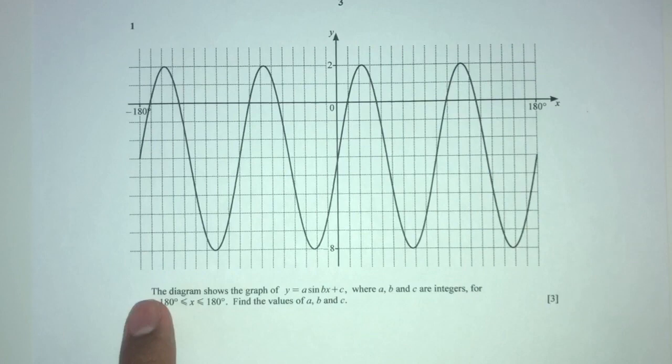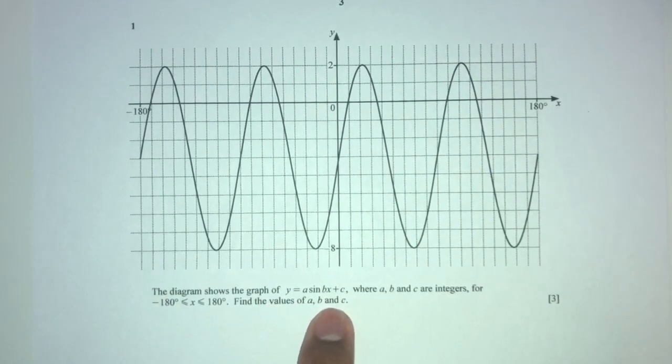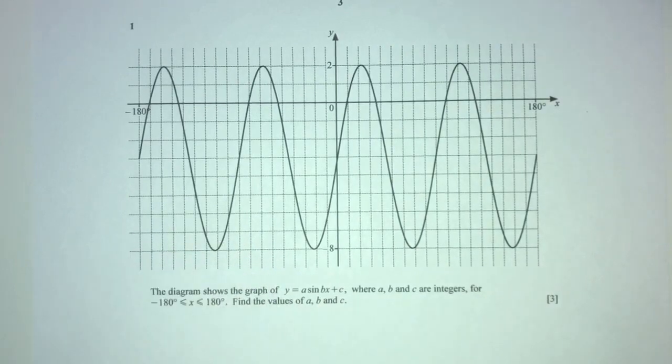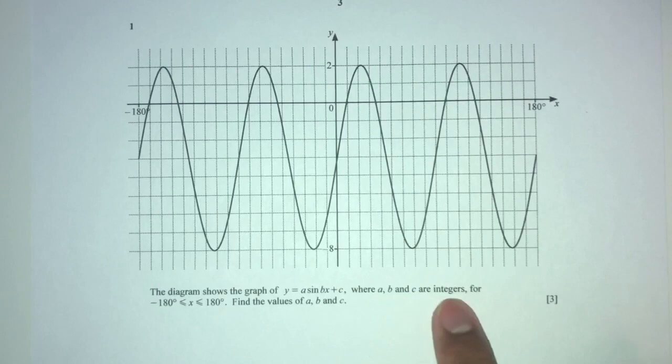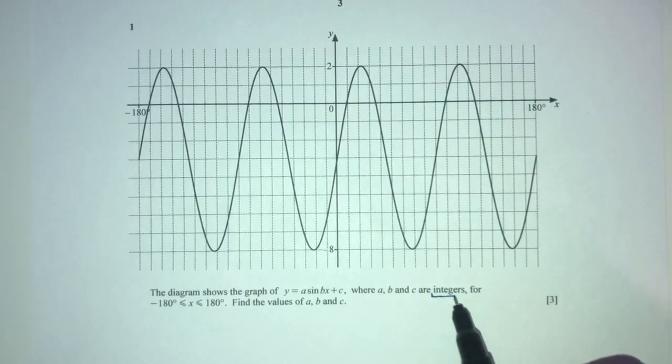Now the diagram shows the graph of y equals a sine bx plus c. So we know this has to be a sine graph according to the question, right? Where a, b, and c are integers. So now we have to understand, integers are what? Integers are whole numbers.